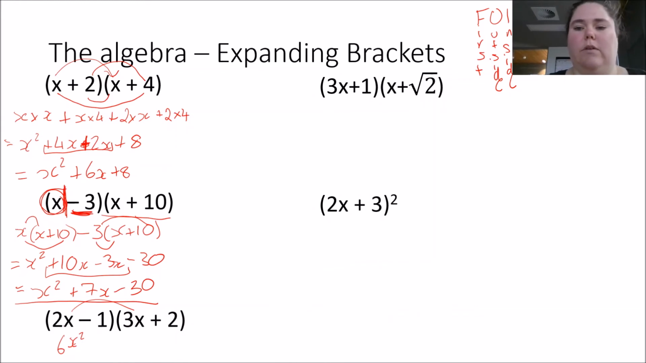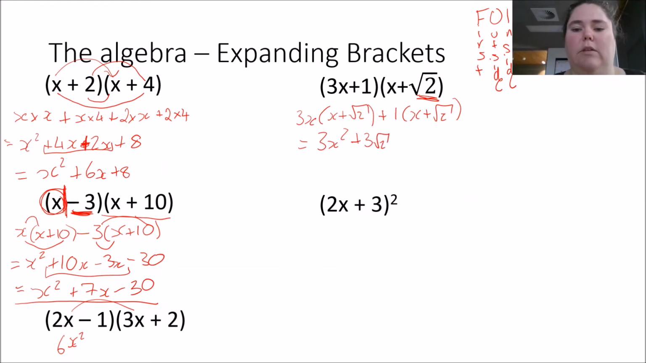Up here with surds, this is called a surd. We want to be able to do the same thing. So we've got our 3x times our second bracket, and our 1 times our second bracket. So that gives us 3x squared. Plus, when you times a surd by a number, it is literally the surd times the number. It's like using algebra, but we've got numbers involved. 1 times x, and then 1 times our square root.